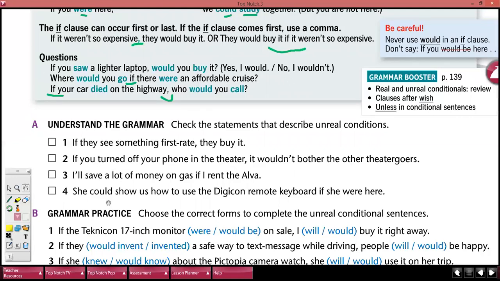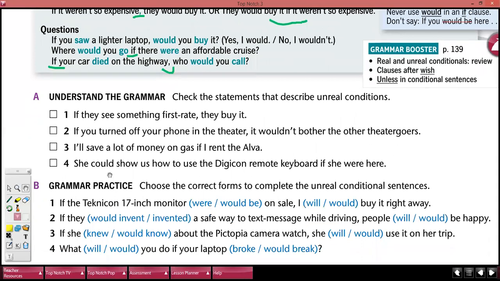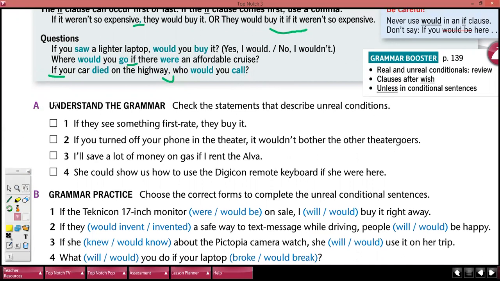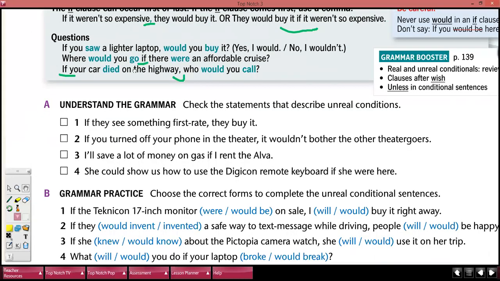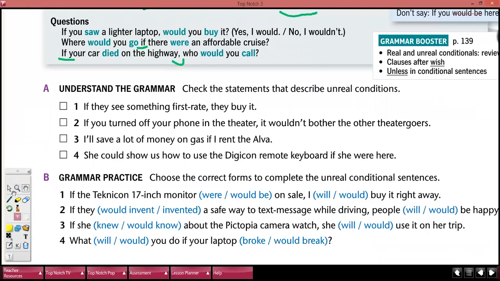Then we have some exercises. I'm gonna help you with some of these. The first one says, understand the grammar. Check the statements that describe unreal conditions. What are we going to do in here? If our sentence doesn't have the structure that we need, that if we remember is if with simple past and would or could in the result clause, if it doesn't have that, we don't put a check mark. If it does, you put it, okay? Take that into account. Please answer that exercise.